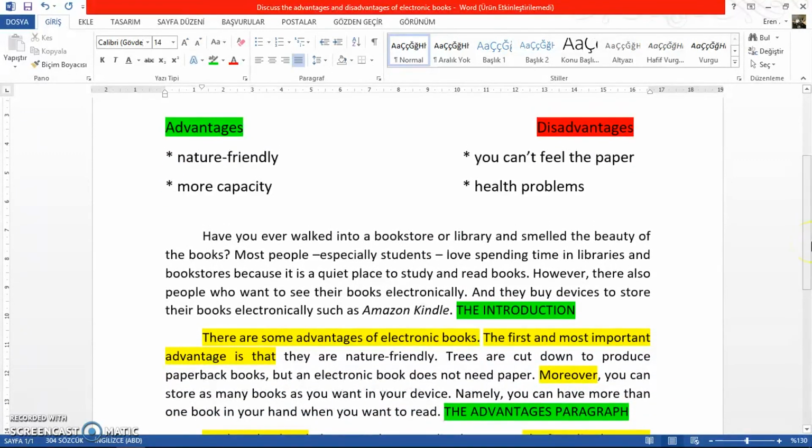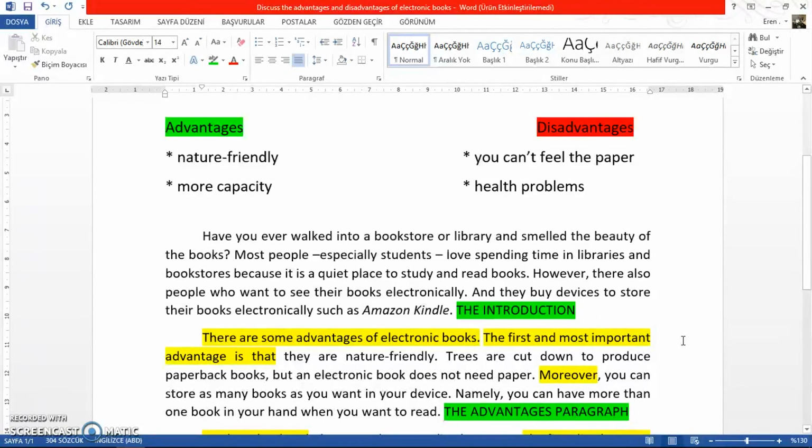And then advantages. How can you start the advantages paragraph? There are some advantages of electronic books is acceptable. And you can say the first and most important advantage is that they are nature friendly. And after giving your advantage, you have to justify your advantage.